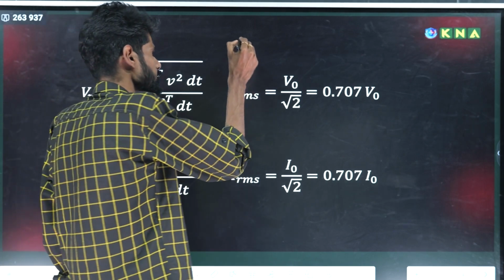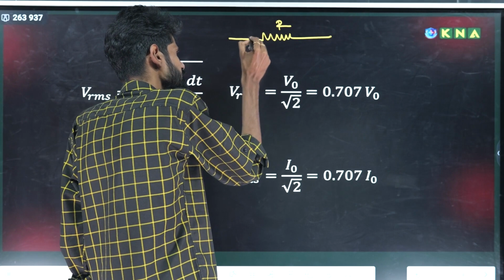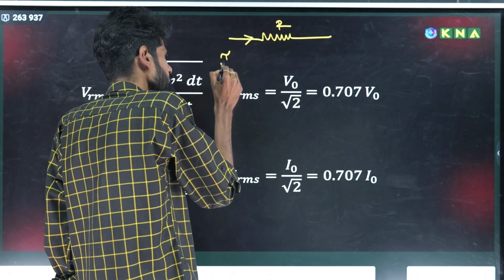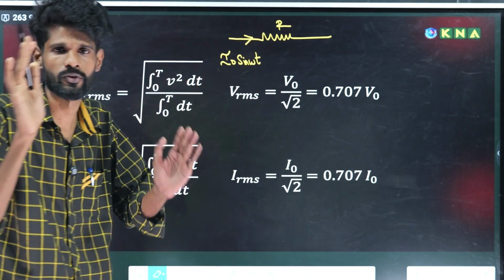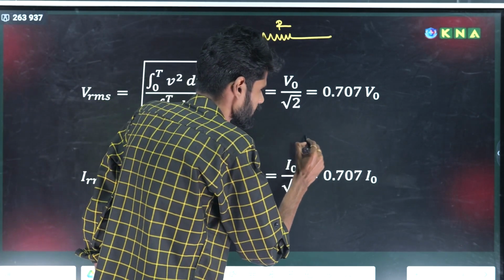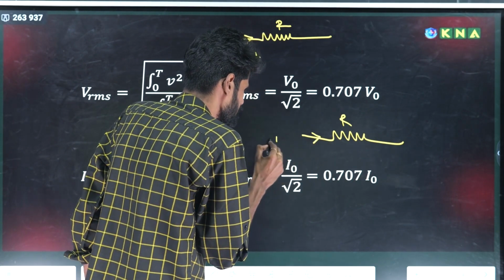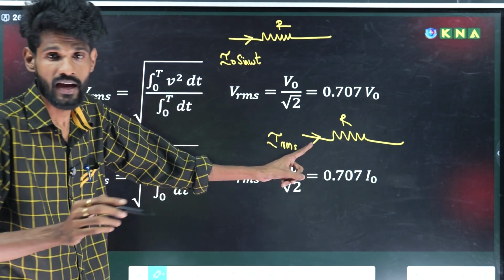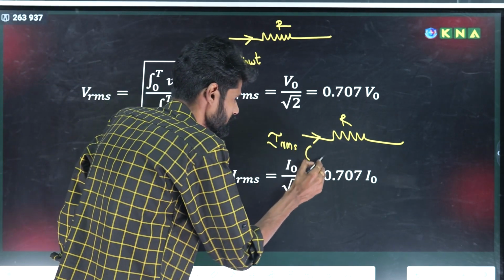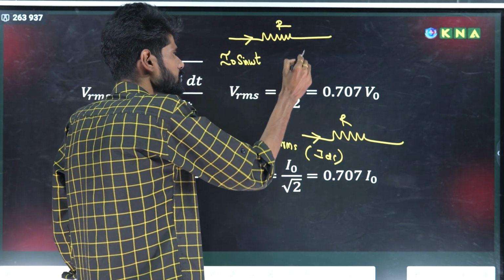So here first we consider a resistor R. First we pass an alternating current I naught sin omega t through this resistor. Then, for the same resistance, we again pass a DC current. This DC current, I RMS, is known as the RMS value of AC. This I RMS means I DC.